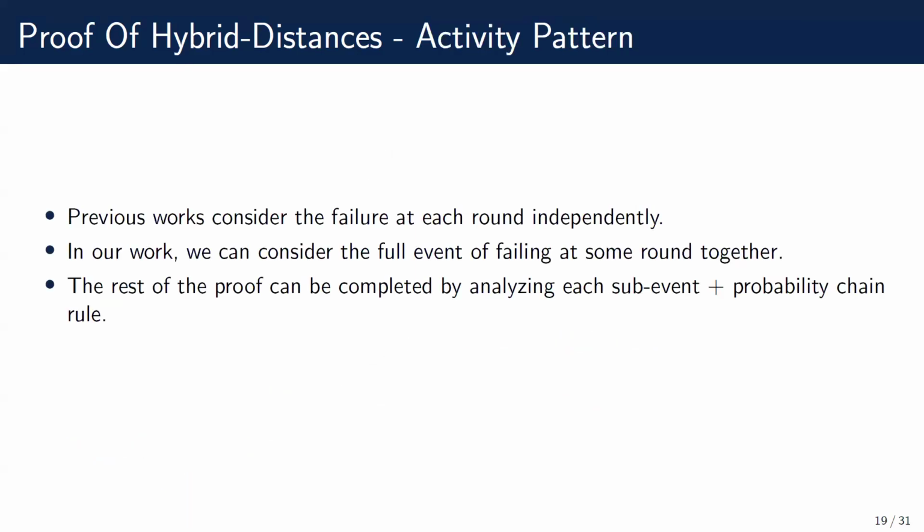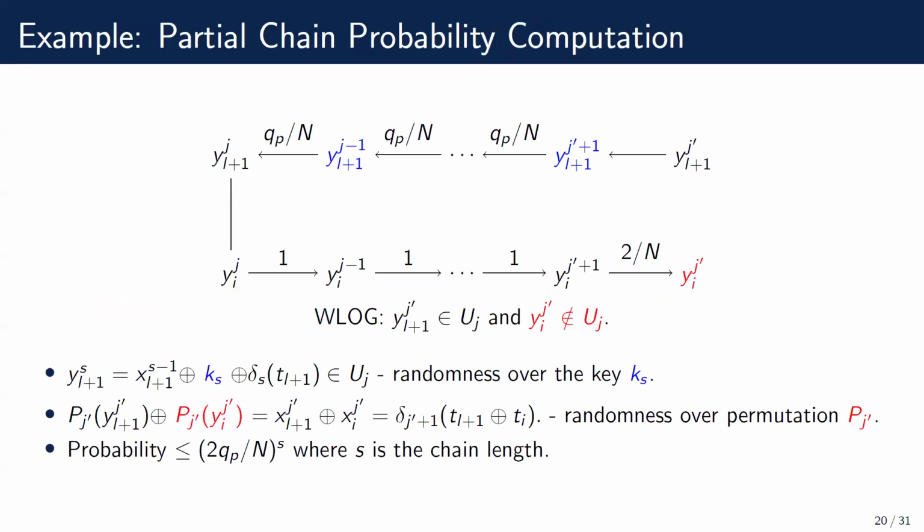So the rest of the proof: in the previous works, they consider the failure at each round independently, and that worsens the bound. In our work, we consider the full event of failing at some round, all together at once. And the rest of the proof is just by analyzing each sub-event and using the probability chain rule. So just an example of how to calculate, for example, the partial chain probability computation.